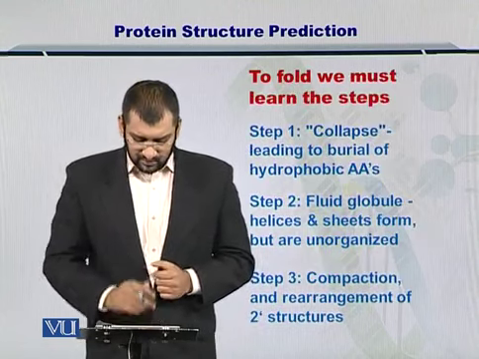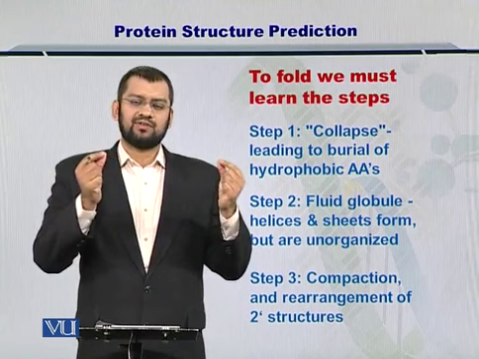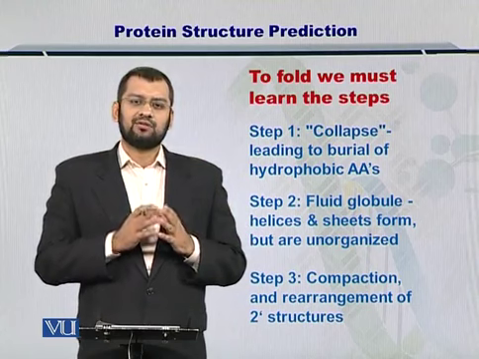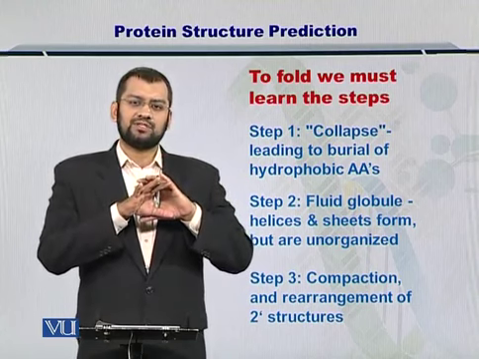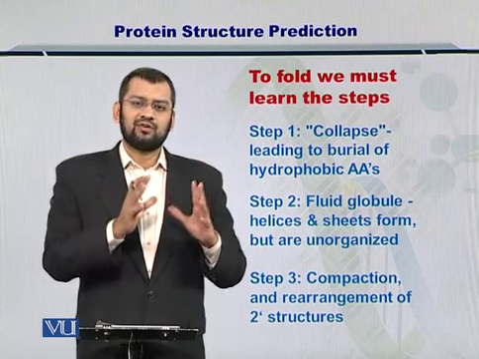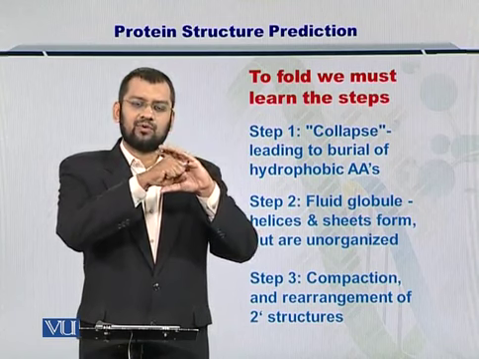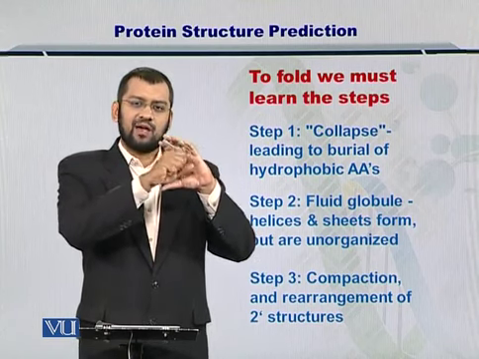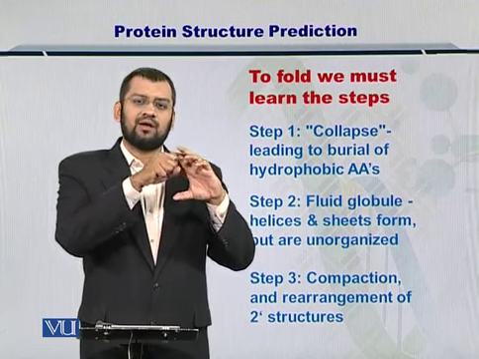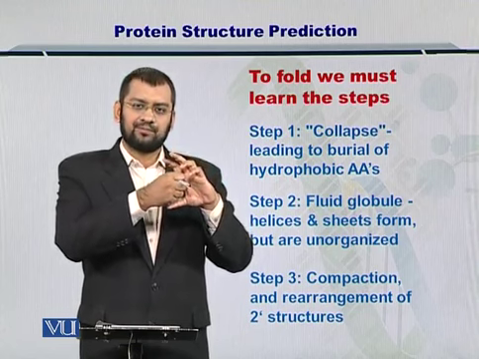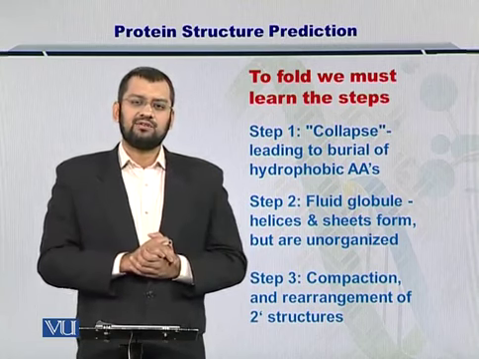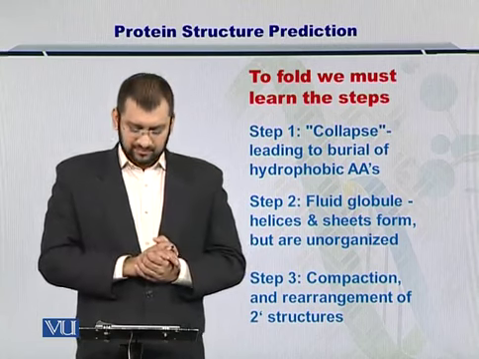So there are three important steps that occur, given an amino acid chain, towards the protein folding. Step number 1 is the collapse of the protein chain onto itself. So this collapse actually buries all the hydrophobic amino acids into the core of the protein. So once this collapse happens, the protein is somewhat folded and all the hydrophobic amino acids are there in its core. The second step is the formation of alpha helices and beta sheets, that is a fluid globule.